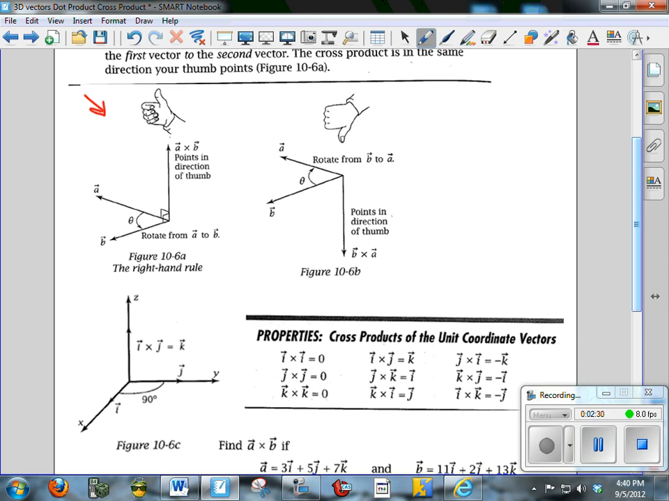Now, if you do B cross A, notice you're going to have to turn your hand upside down to do that. To push B into A, you're going to have to turn your hand upside down. And when you push B into A, your thumb is pointing down. So rotating from B to A creates a different vector product than rotating from A to B. So A cross B and B cross A are not equal to each other.